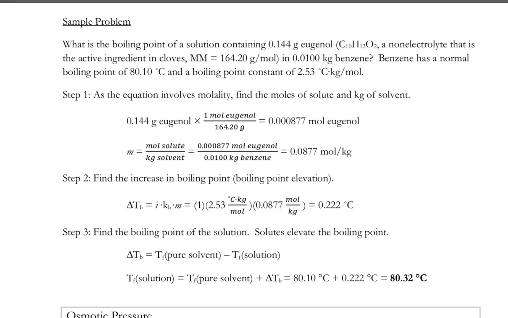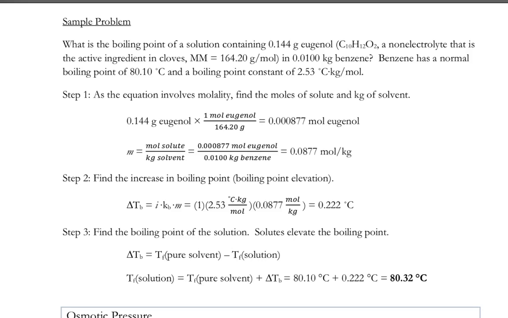Well, this eugenol, we're told, is a non-electrolyte, so we assume it to be a molecule, much like sugar, that stays together. It's soluble, but it does not break down into various components. So i is 1. In fact, unless it's an ionic compound and unless we're told otherwise, we pretty much have a molecule and we assume i is 1.